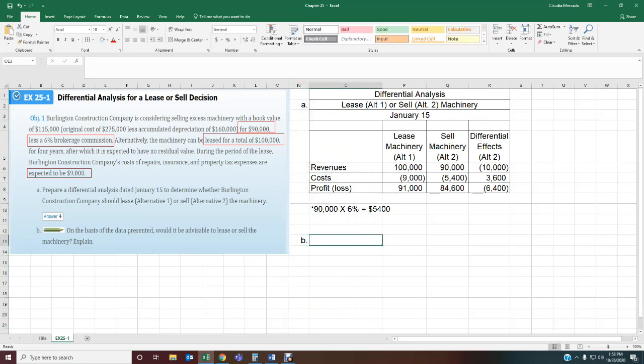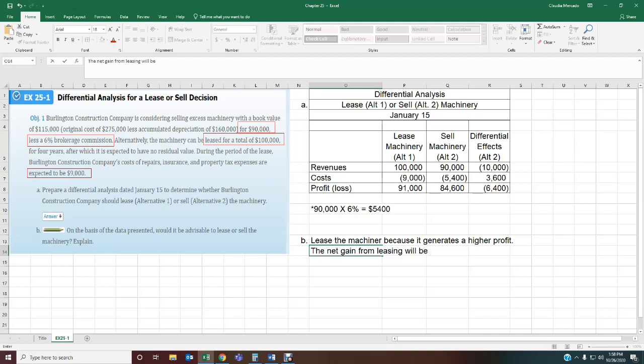Okay, letter B says, on the basis of the data presented, would it be advisable to lease or sell the machinery? Explain. Okay, well, just by looking at the numbers, the one that's going to give us the highest profit is the lease of the machinery. Okay, so we are going to choose to lease the machinery because it generates a higher profit. Okay, the net gain from leasing will be $6,400. So if we go with leasing, I'm going to get $6,400 more than if I were to sell it.